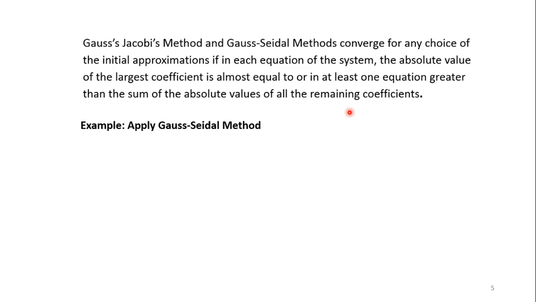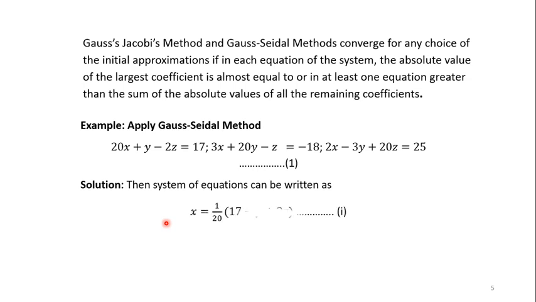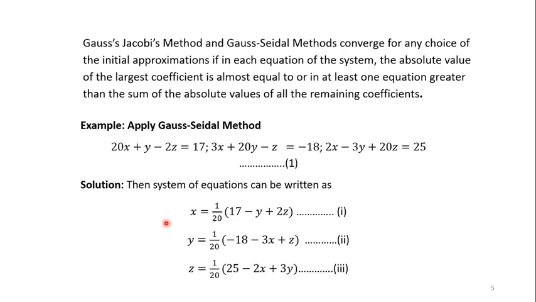Let us come to an example on this technique. Again the pattern is the same: you write all the unknown terms on the left side and known values on the right-hand side of these three equations, which we call 1. Now the system of equations can be written as follows. Since the first equation has the large coefficient of x, the second of y, and the third of z, we will obtain x, y, z respectively from these equations.